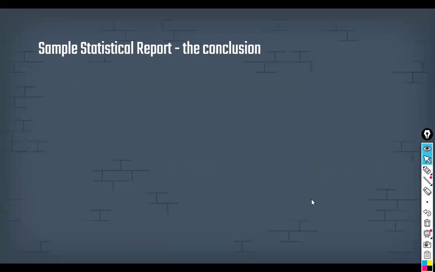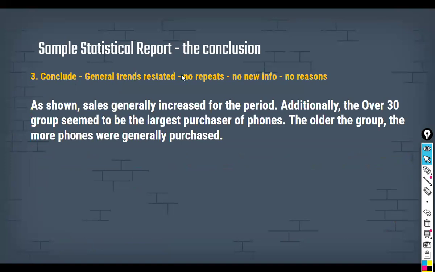All right, let's go. The conclusion. So general trends restated, no repeats, no new info, no reasons. This is very important, right? We do not give reasons in our statistical report for CSEC. We don't know why the thing happened, so we just say what we see happening. As shown, sales generally increased in the period. Additionally, the over 30 group seemed to be the largest purchaser of phones. The older the group, the more phones are generally purchased. So those are our overall trends: sales increased, over 30s, the older the group, the more they purchased.